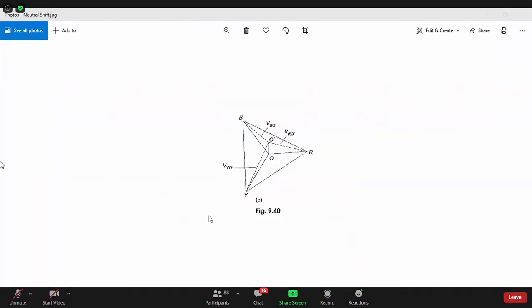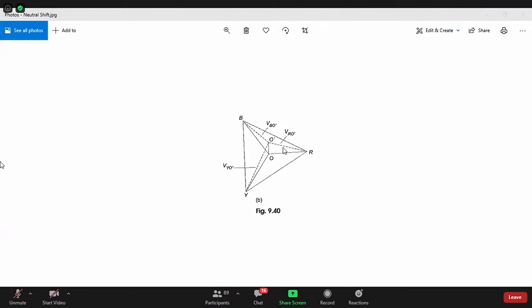Good. This is actually downloaded from another, so forget about the figure number. So now look at this voltage triangle, RYB. This is the equilateral triangle. Then O is the neutral of the source. If the source is balanced, therefore the line voltages are balanced, and this O is at the centroid.